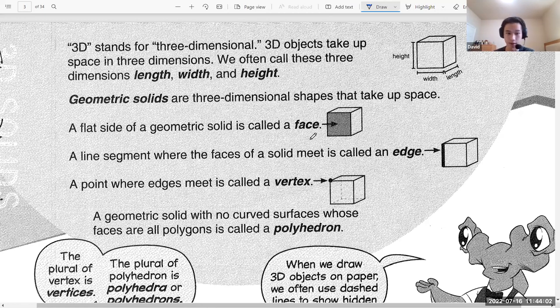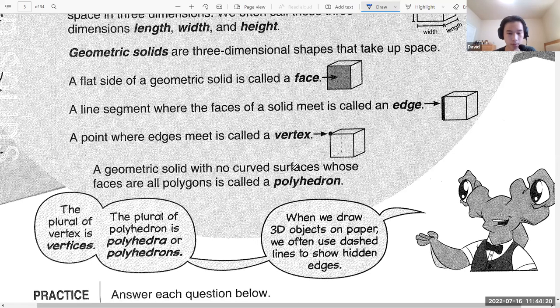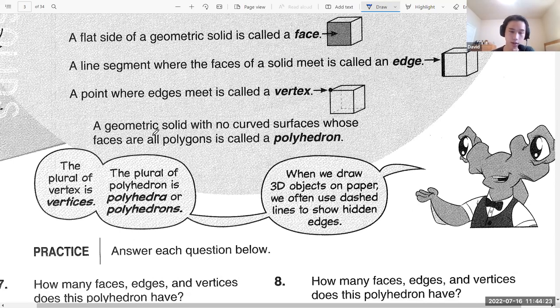A flat side is called a face. A line segment where faces meet, like here, is called an edge. And a point where edges meet is called a vertex, sort of like that super sharp corner. Right. Now, review again. A polyhedron, a big word we might not remember, so they give us a helpful definition here. A polyhedron is a geometric solid, so 3D. It has no curved surfaces. So the main idea is no circles, basically.